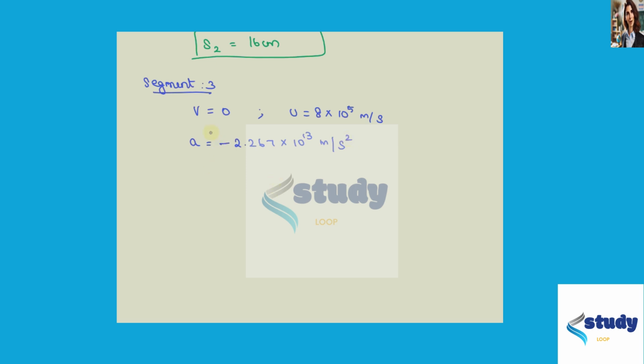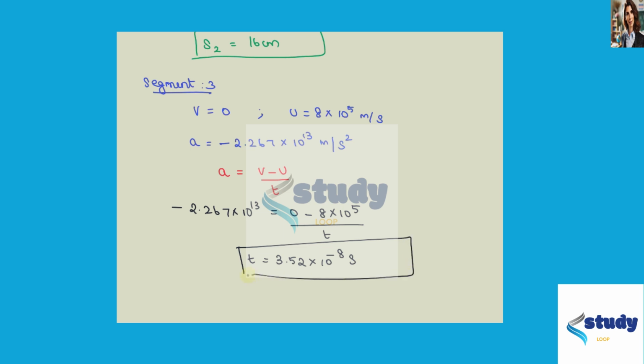Now I am finding the time first, that is the time taken for this segment. This is calculated from the acceleration. So acceleration is equal to v minus u divided by t. From this I can get t. So minus 2.267 multiplied by 10 power 13 is equal to 0 minus u, here u is 8 into 10 power 5, divided by t. So therefore I get the time period for this segment is 3.52 into 10 power minus 8 seconds.